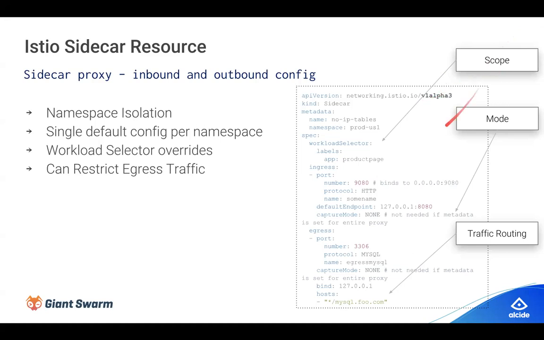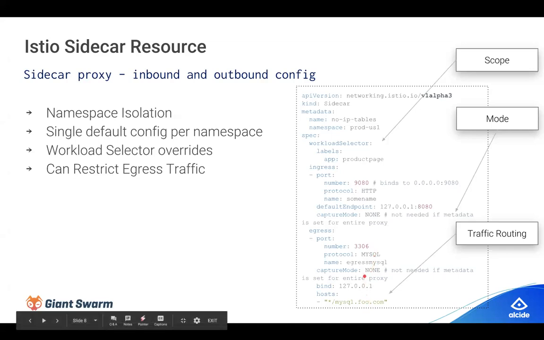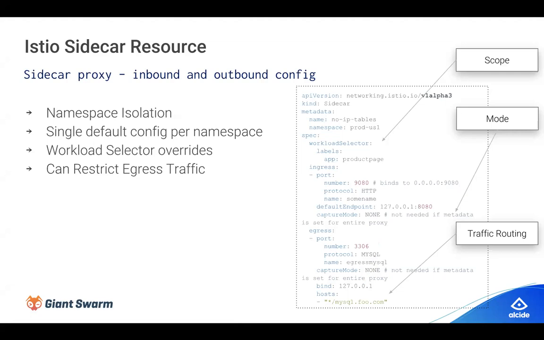It says on which workloads this Sidecar resource should be applied. It can be applied on a namespace-wide basis. It also says that on the ingress, the Sidecar will be fronted by port 9080, and the backend of this Sidecar will be port 8080. So essentially, to the outside world, this service will be exposed on port 9080. And on the egress path, we can see that the application can access an externally hosted MySQL server, which is hosted on mysql.foo.com, which we see down here.